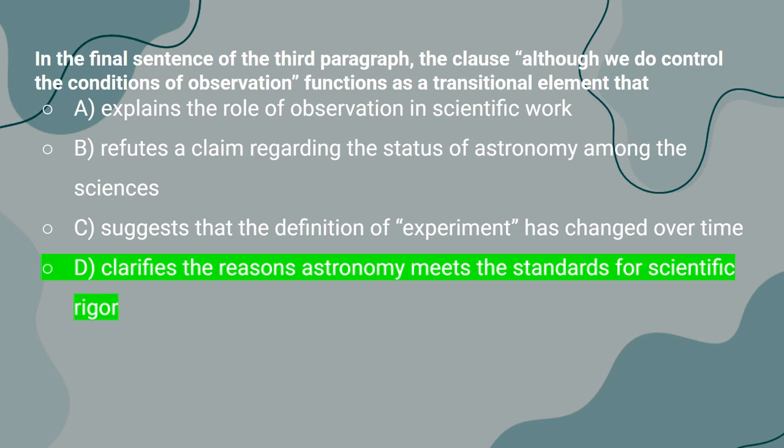It's not explaining the role of observation. That's earlier in the text. It's not refuting a claim because there's no claim that's present about the status of astronomy. And it's not suggesting a definition of an experiment.